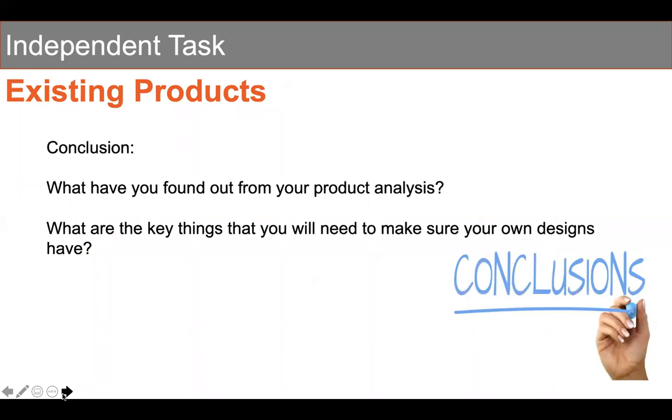Okay, so now you've looked at your different products. For our conclusion, I want you to think about what you have found out from your product analysis. So we've looked at some different products. What is it that you have found out that's made you think, right, if I was to make my own carrier belt, this is what I would need to have? What are the key things that you will need to make sure your own designs have to be unique to meet the need of the client? So just spend some time thinking about that now.